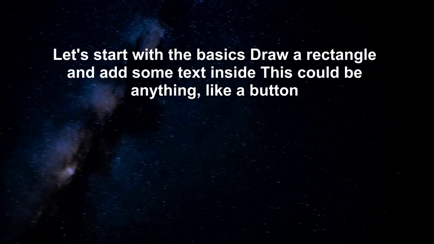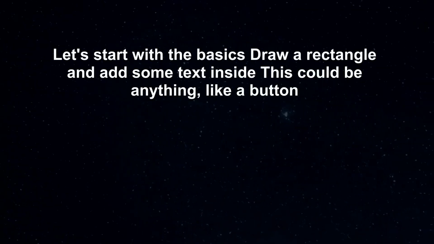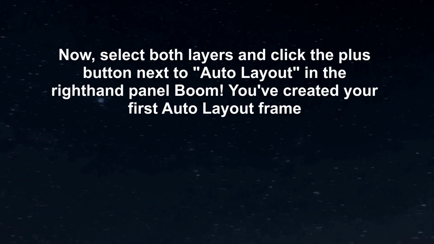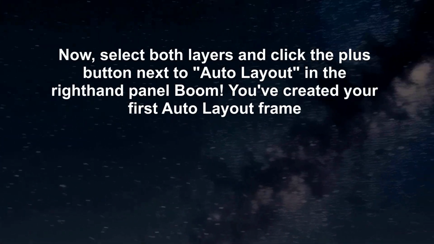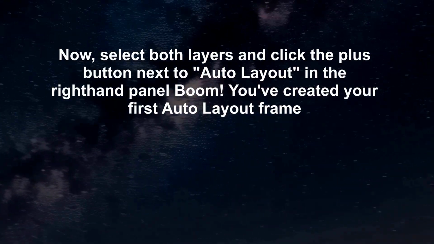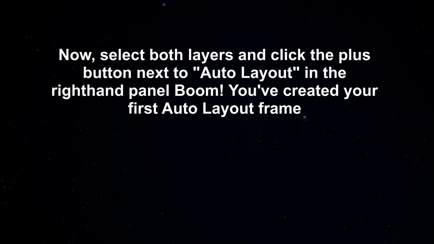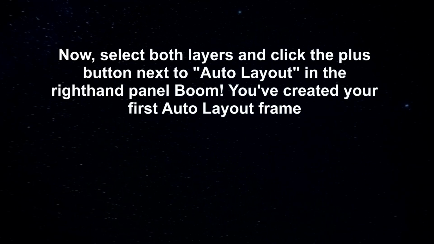Draw a rectangle and add some text inside. This could be anything, like a button. Now, select both layers and click the plus button next to auto layout in the right-hand panel. Boom! You've created your first auto layout frame.